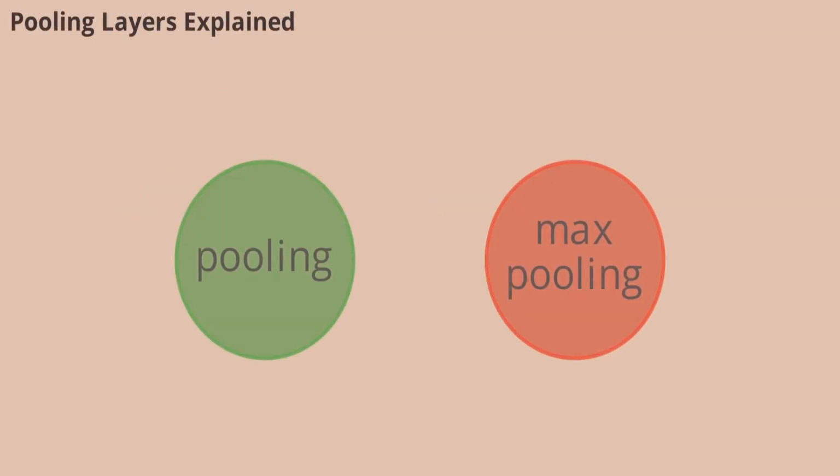After convolution, CNNs use pooling layers to simplify the data. Pooling reduces the size of the feature maps, making the network faster and less likely to overfit. The most common type is max pooling, which takes the highest value from a small region of the feature map. This helps the CNN focus on the most important features, ignoring minor details. Pooling is a key step in making CNNs efficient and effective for image analysis.